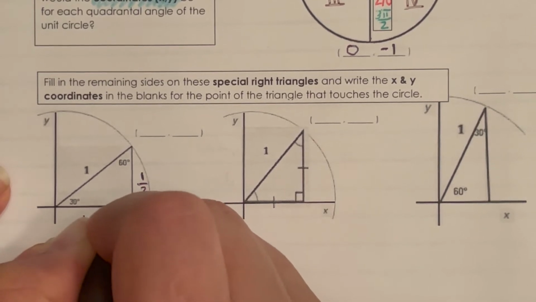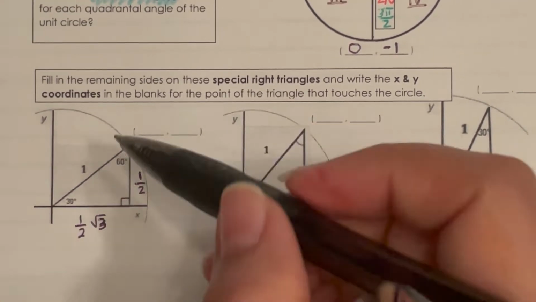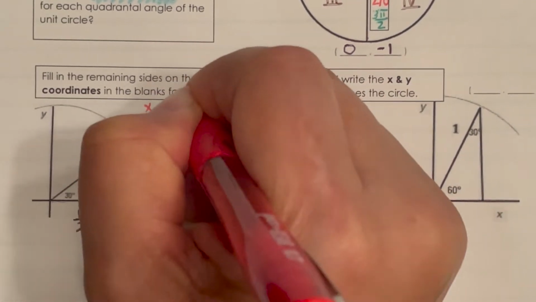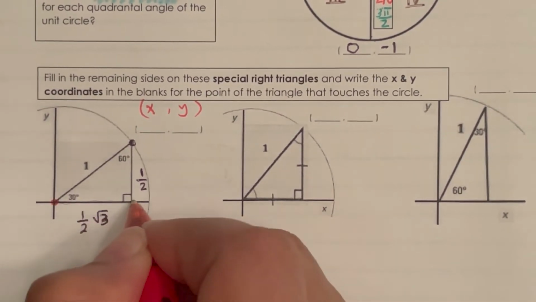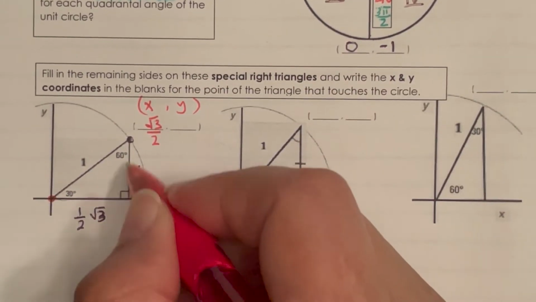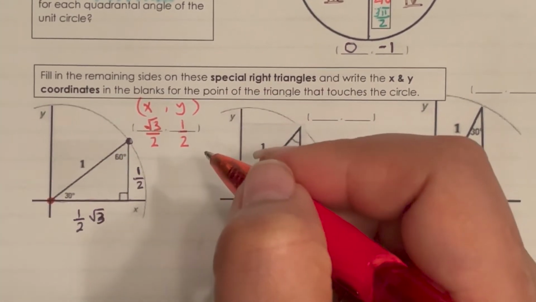Then, of course, to get this one, it's whatever the x is times radical 3, which is a half times radical 3. So at that point, in terms of x and y, you'd go a half radical 3, which is radical 3 over 2 simplified. And then in terms of y, you'd go up a half. That's how you write the coordinate for that point.